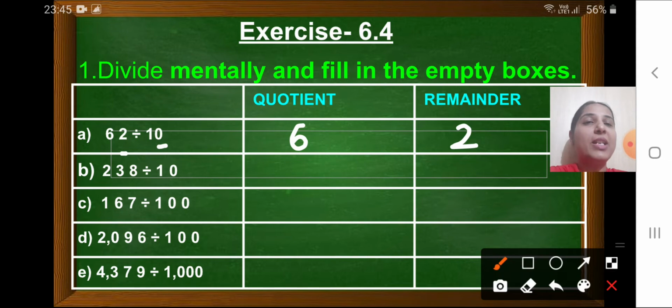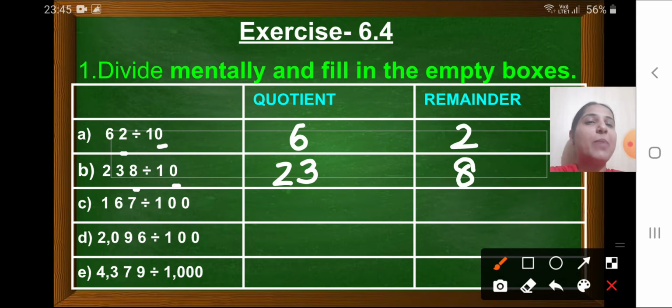238 divided by 10. Again in the divisor you can see only one zero is there. So the digit which is at the ones place, that will be our remainder. So what is the digit at the ones place? 8, and the remaining digits will be the quotient. So what will be the quotient? 2, 3, 23. Got it children? Now let's see question number C.